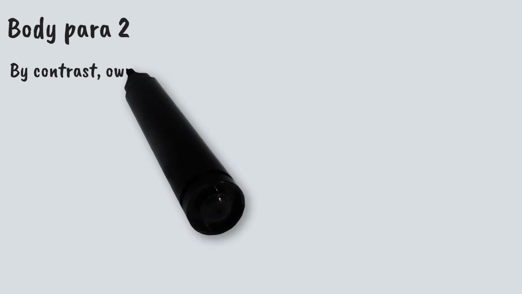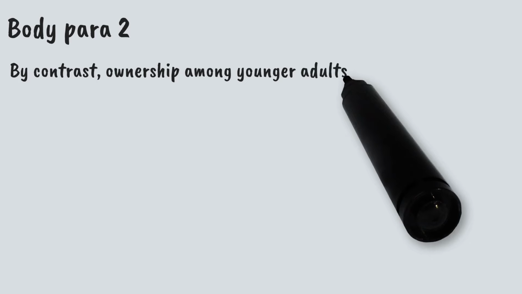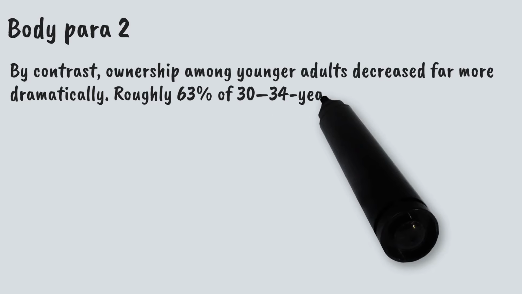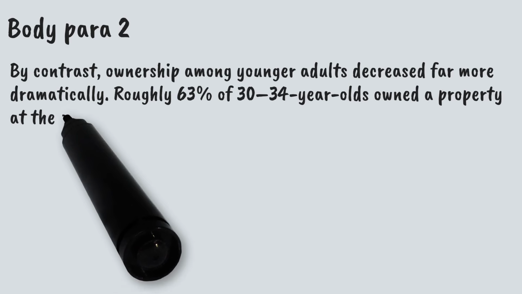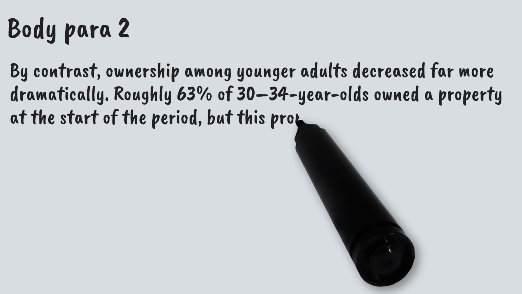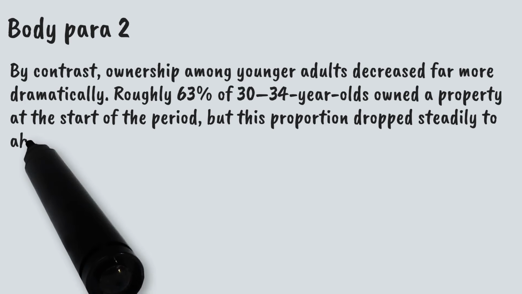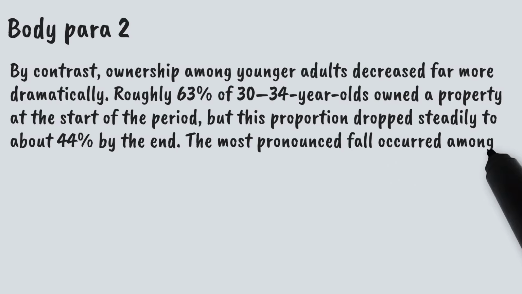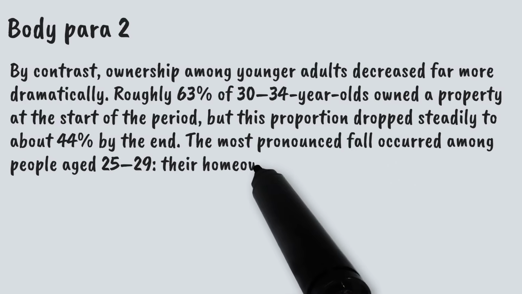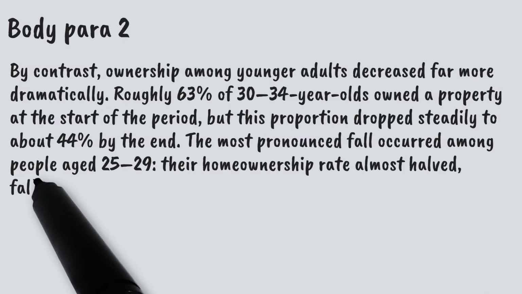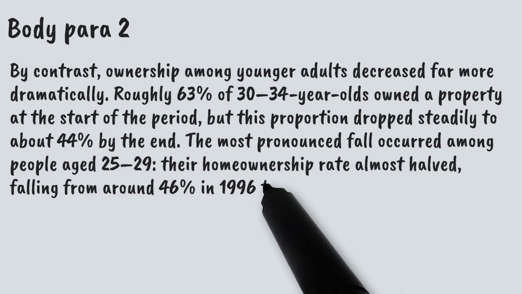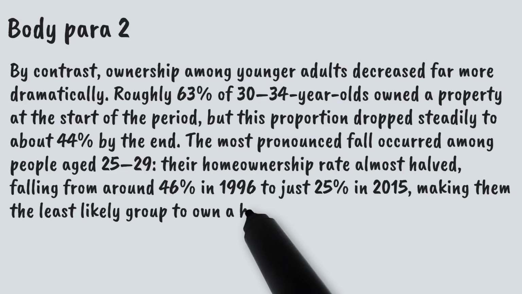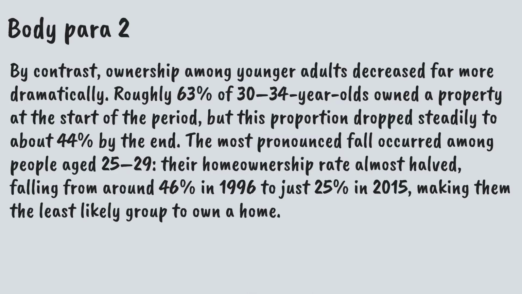By contrast, ownership among younger adults decreased far more dramatically. Roughly 63% of 30 to 34-year-olds owned a property at the start of the period, but this proportion dropped steadily to about 44% by the end. The most pronounced fall occurred among people aged 25 to 29. Their home ownership rate almost halved, falling from around 46% in 1996 to just 25% in 2015, making them the least likely group to own a home.